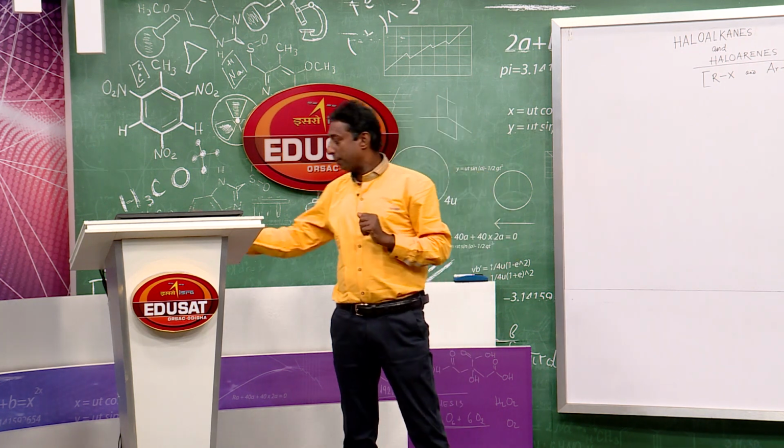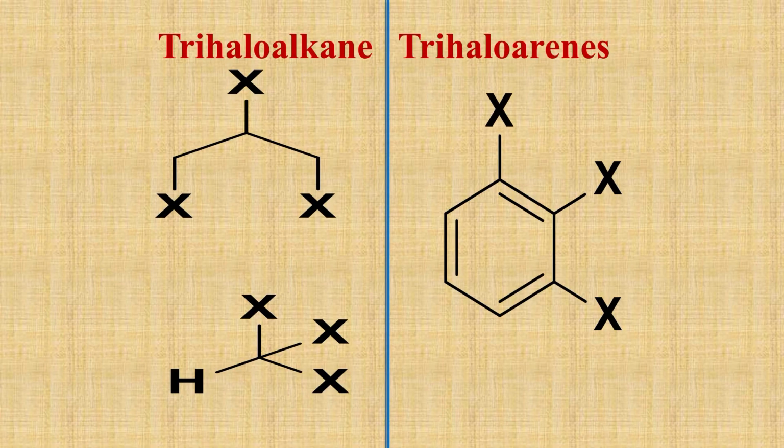This is a type of trihaloarene. Next slide. After discussing this, one more I can say: if a carbon is attached to 4 halogens, it is called a tetrahalo compound.